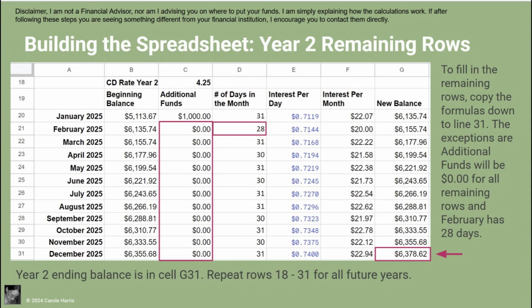To complete the calculations for year 2, simply copy the formulas down to the row labeled December. The exception is additional funds for the remaining 11 months is $0. The new balance of your CD will be in cell G31. This process works even if your CD is for a shorter or longer term. Simply copy the formulas down to the row of maturity.